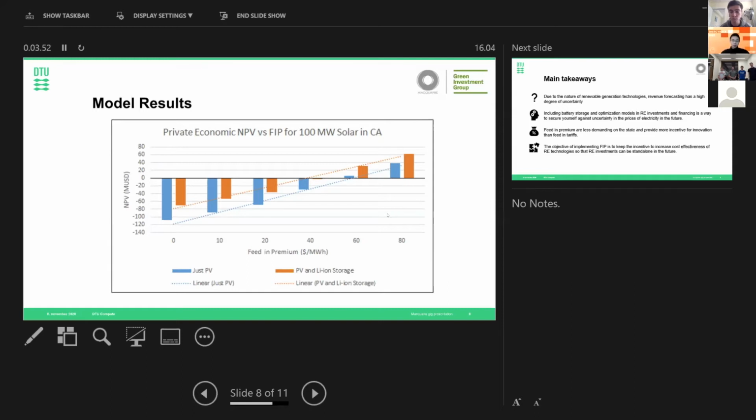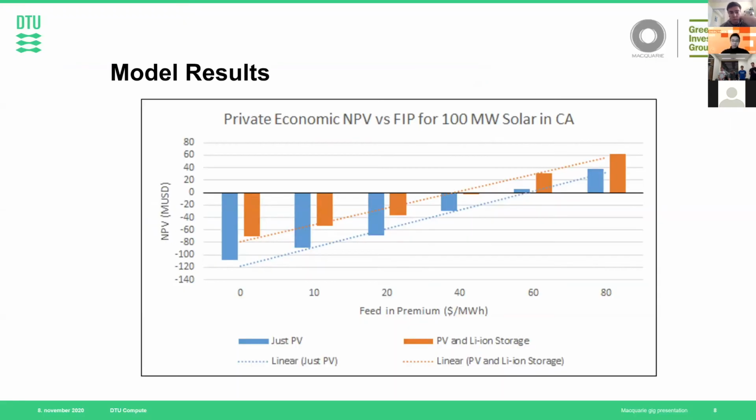Another point to mention is that the project with the lithium ion storage is actually more profitable than the baseline scenario, while at the same time reducing the risk associated with this investment in the coming years because you have the battery implemented.